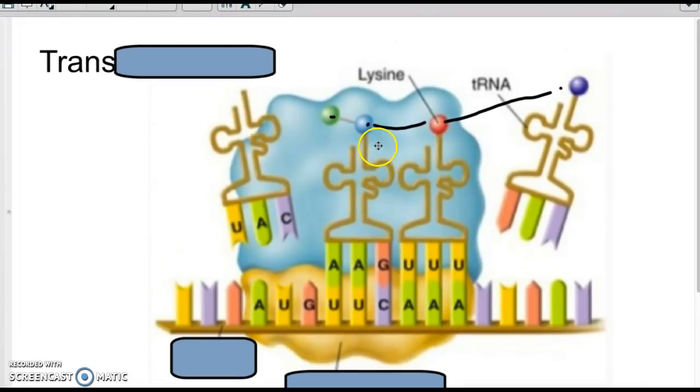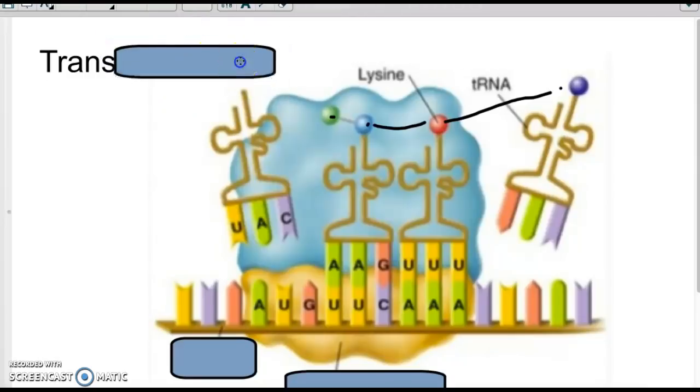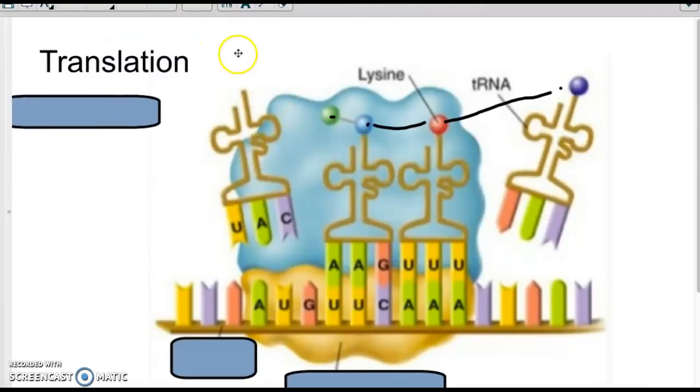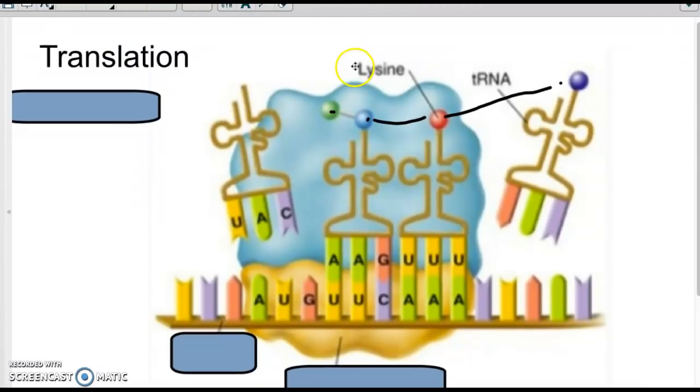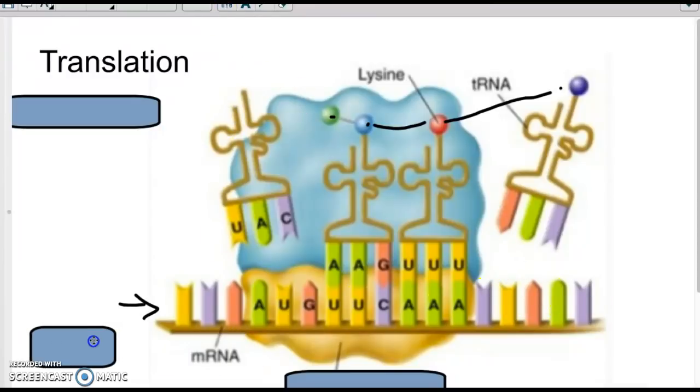Taking a look at this picture is the process of translation. Now, how do you know it's translation? Well, there's no DNA, so we've got to be outside the nucleus. We see this right here. This is just a single-stranded long piece of nucleotide, so that must mean that's the mRNA. And here's the U's to tell you it's RNA.